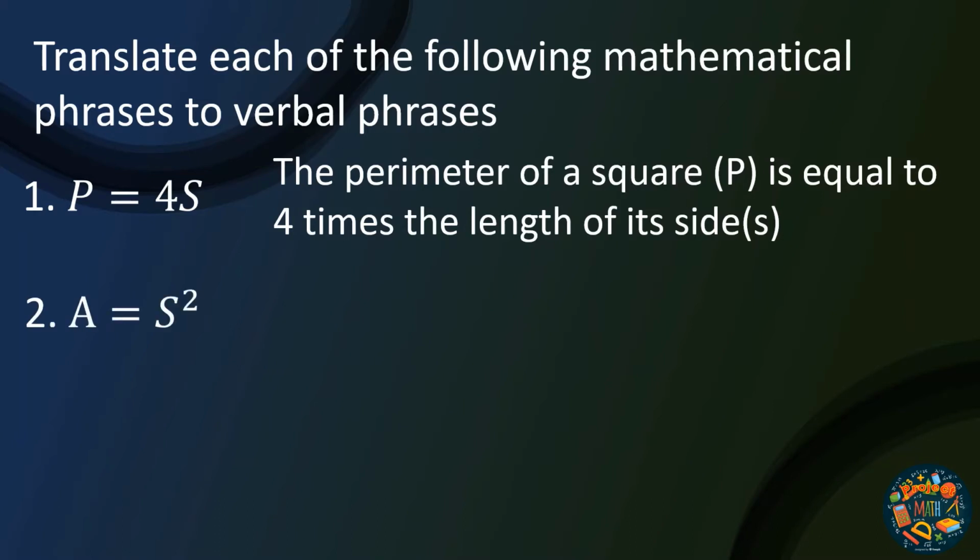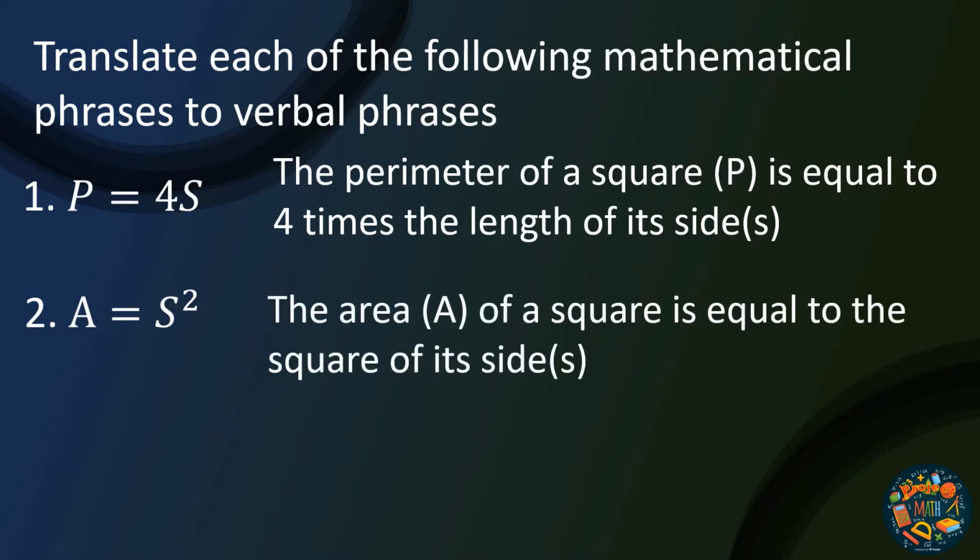Number 2. A is equal to S squared. Ano naman ang formulang ito? Ang formulang ito ay ginagamit sa pagkuha ng area of a square. Kaya, the area A of a square is equal to the square of its side S.